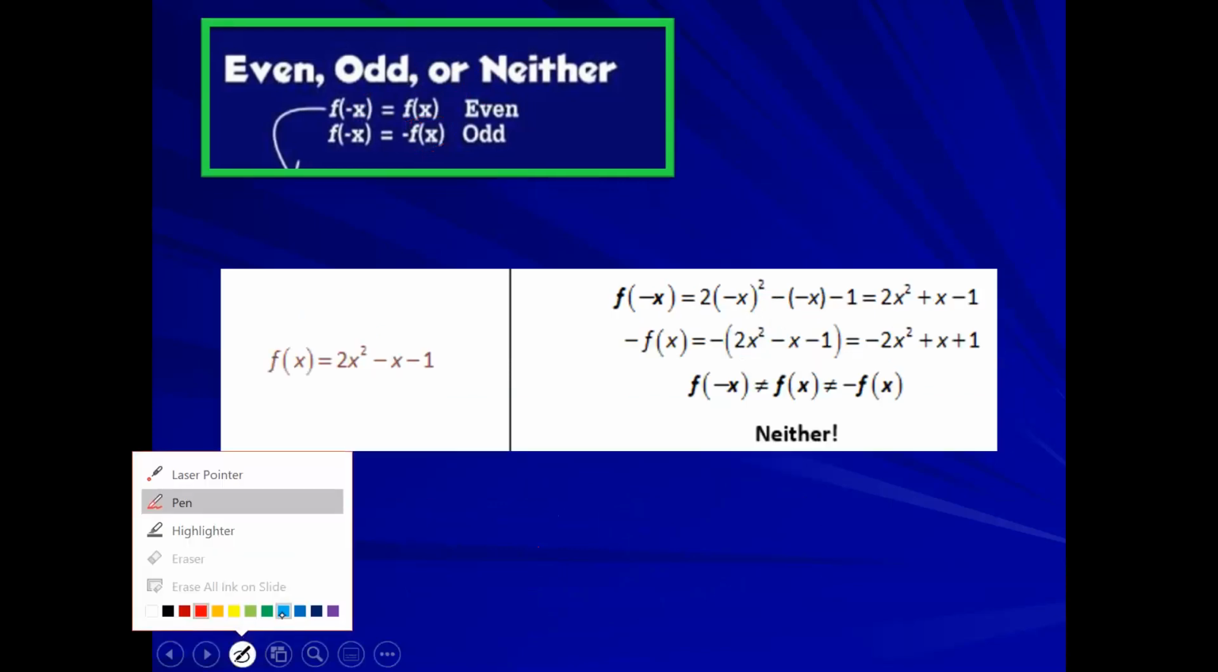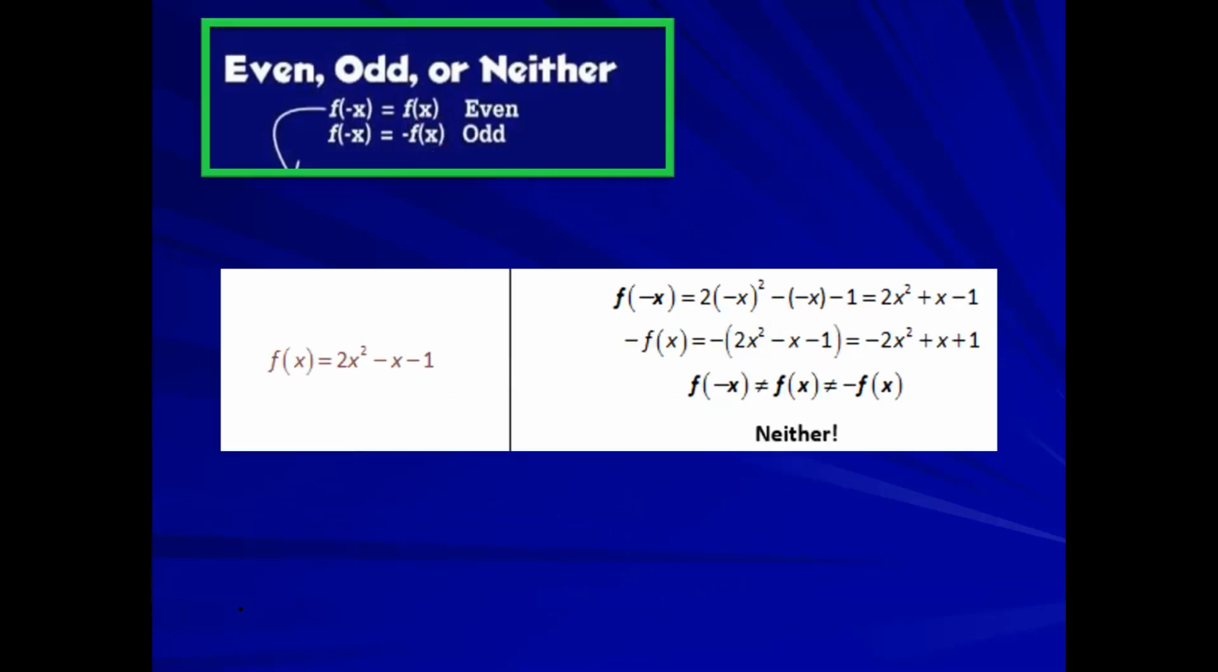All right, last one. So with this equation, let's go ahead and replace the x with a negative x. I have negative 2x squared. Actually, I'm going to get rid of that. Minus negative x minus 1. So let's go ahead and simplify this. That is an even exponent, so I know my answer is positive. So it's going to be a positive 2x squared. Double negative makes it a positive x minus 1.